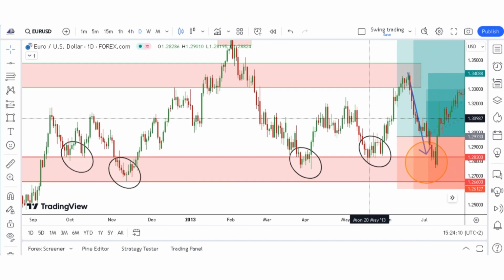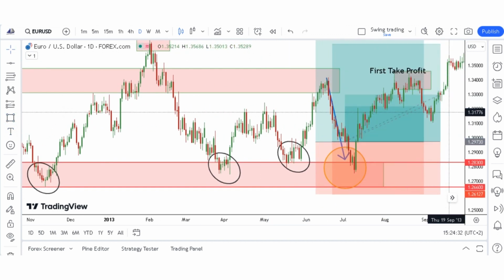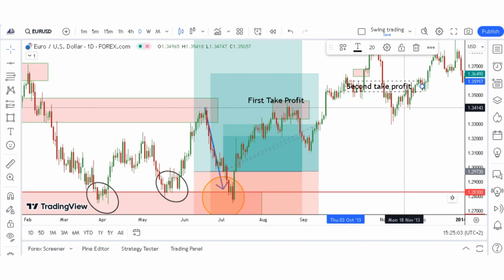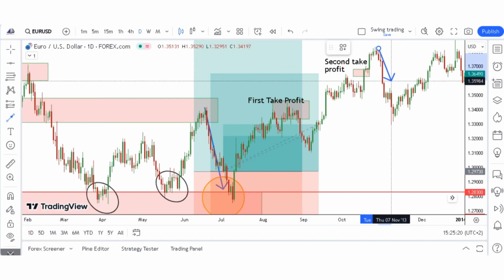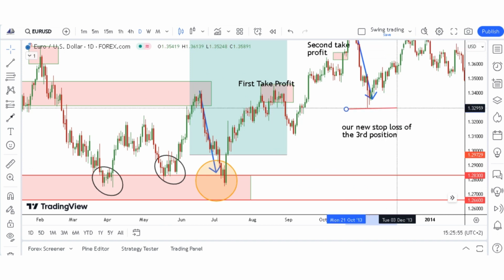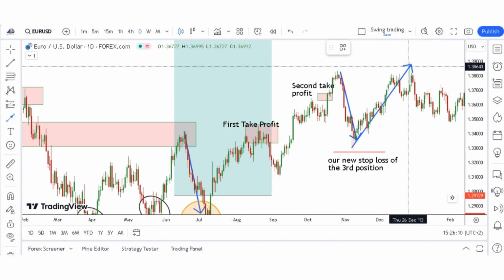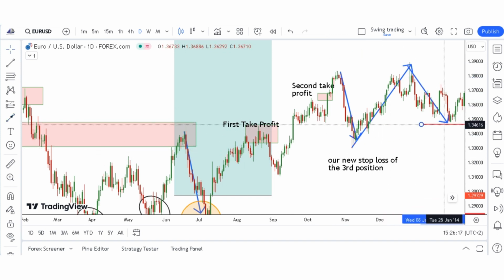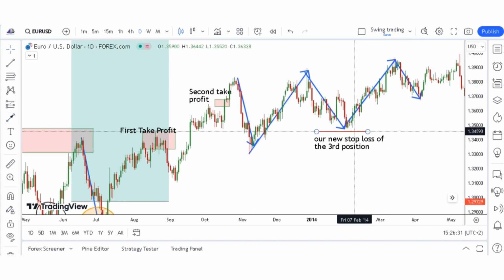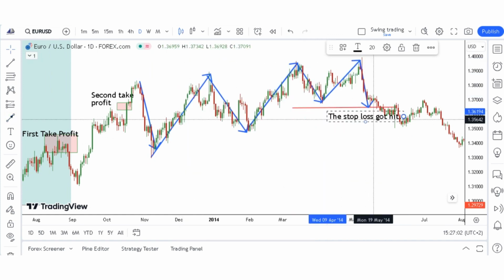We can then see that the price really fast hits our first take profit, retraces back, then goes back up and hits our second take profit, and goes back down again. Then we start trailing our stop loss of our third position below our last low at around 1.33, the price goes up again, and retraces down to the level of 1.347. We trail our stop loss again under that level, that we later got stopped out in July 2014.